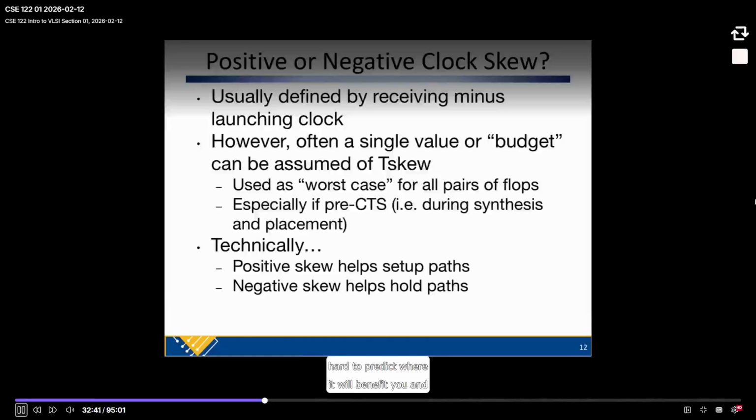In general, for that reason, it's hard to predict where skew will benefit you and where it will be a disadvantage. So they just try for low skew. That's the first goal. Try to get rid of skew. But when we actually evaluate designs, we can't ignore it. So get as small a skew as you can, and then check where it might still be a problem.